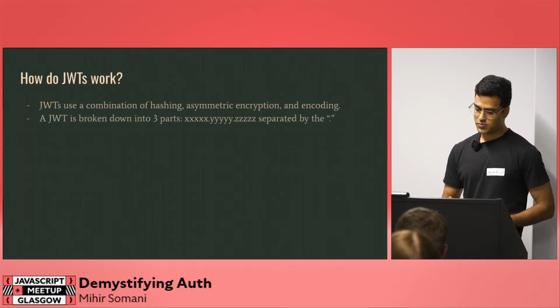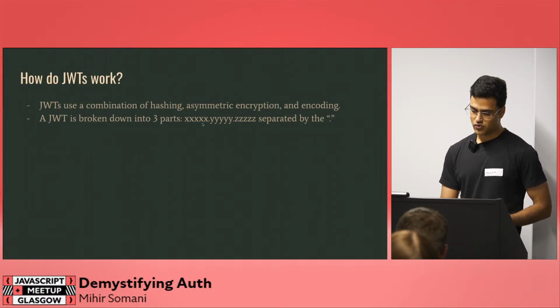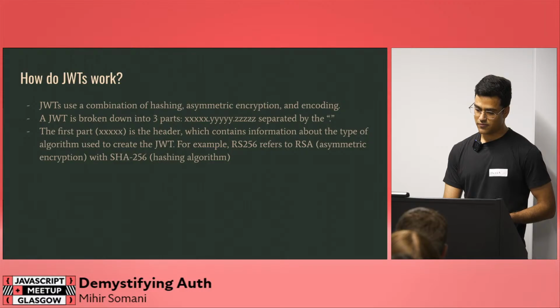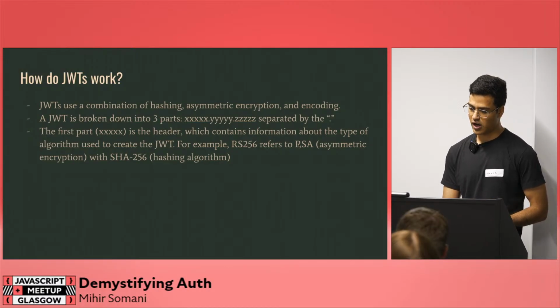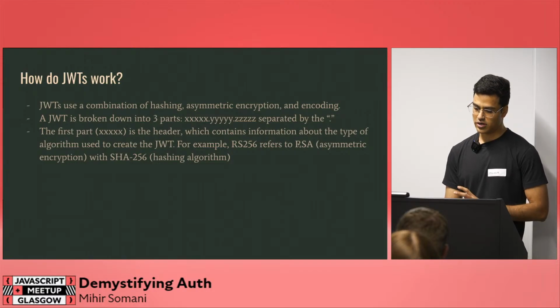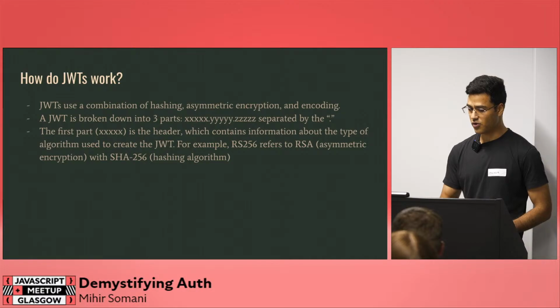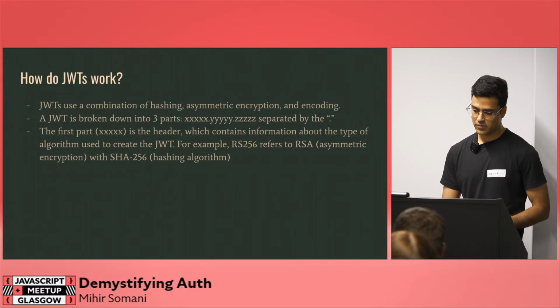A JWT token is broken down into 3 parts, usually something with a period, something with a period, and then something, so 3 different parts. The first part is called the header, which contains the information about the type of the algorithm used to create the JWT. So for example, you'll usually see RS-256, which refers to RSA. This is an asymmetric encryption algorithm alongside SHA-256, the hashing algorithm. So for the header, it's basically using a combination of asymmetric encryption and hashing to generate that header. We'll see what it looks like in a second, but just bear with me in the meantime.